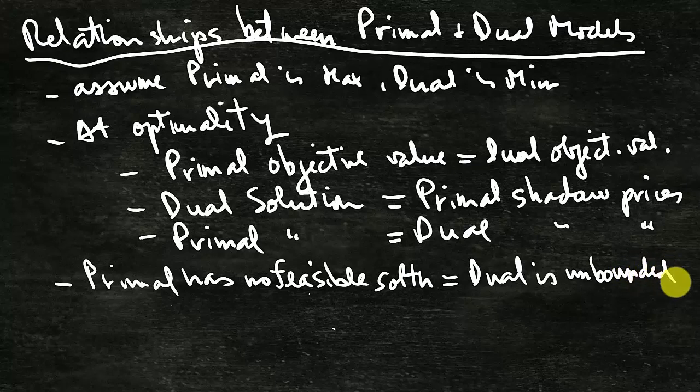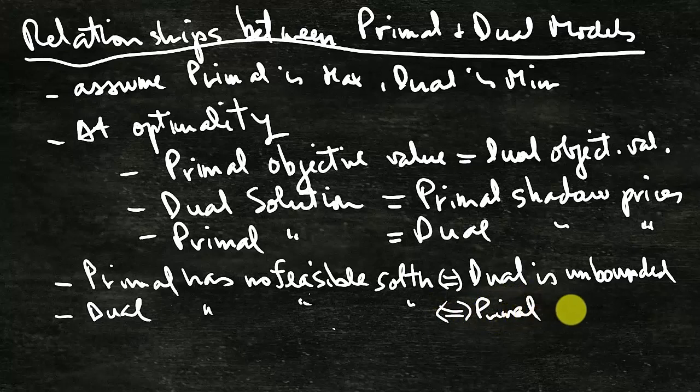So if it solves, then they both have the same objective. But if it doesn't solve, then the dual can also not solve. But it doesn't solve for a different reason. And the same thing is true the other way around. I shouldn't put equal, I should put that implies. If the dual has no feasible solution, as you might guess, the primal is unbounded. So that's at optimality. That's the first part of the relationship.